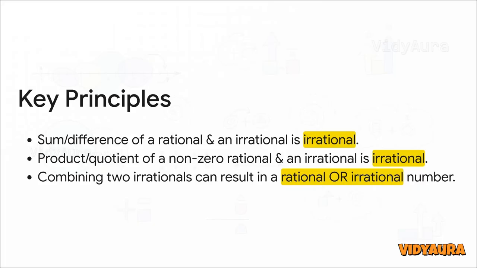Well, mixing a rational and an irrational number always gives you an irrational result, no exceptions. But when you combine two irrationals, it's a total wild card. You might get another irrational number, or you might, kind of magically, end up with a perfectly rational one. It all just depends on the specific numbers you're working with.